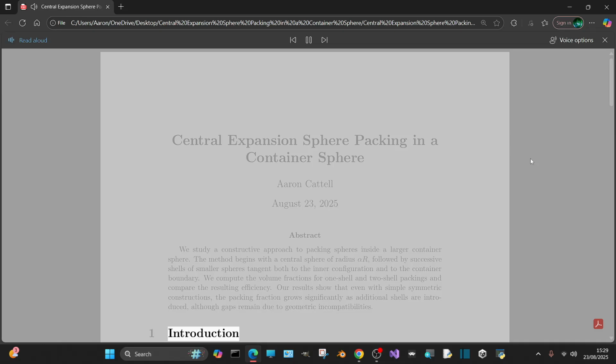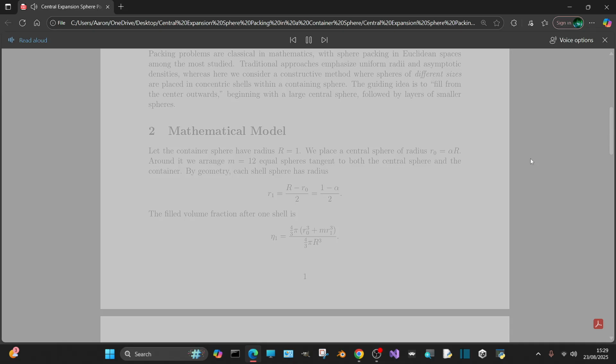Introduction. Packing problems are classical in mathematics, with sphere packing in Euclidean spaces among the most studied. Traditional approaches emphasize uniform radii and asymptotic densities, whereas here we consider a constructive method where spheres of different sizes are placed in concentric shells within a containing sphere.